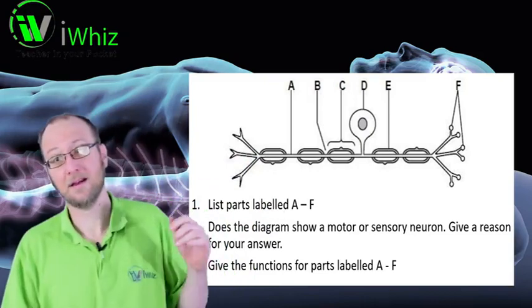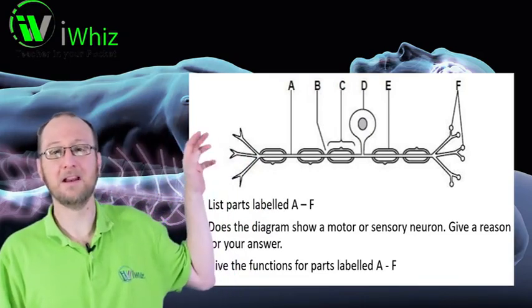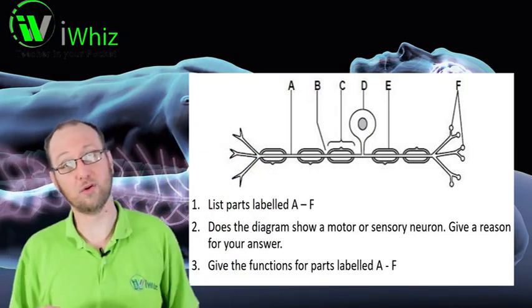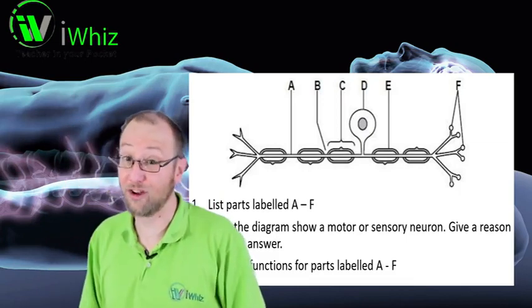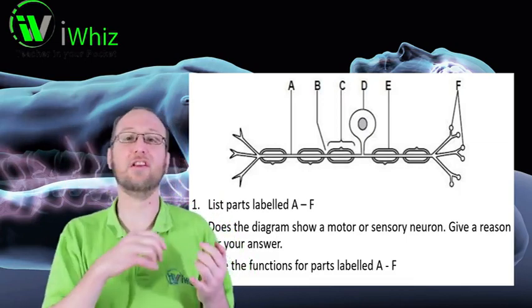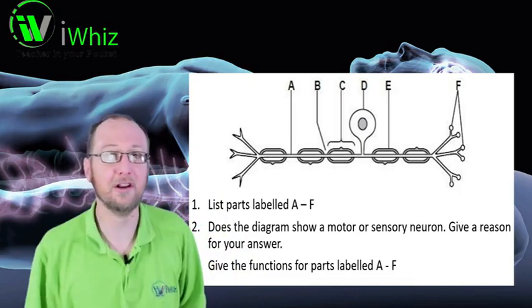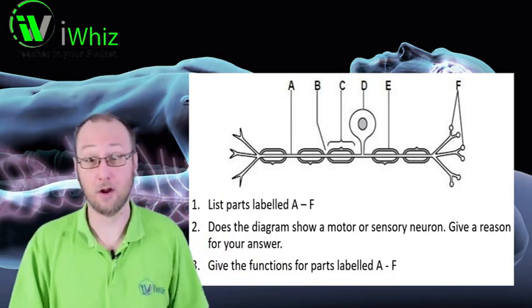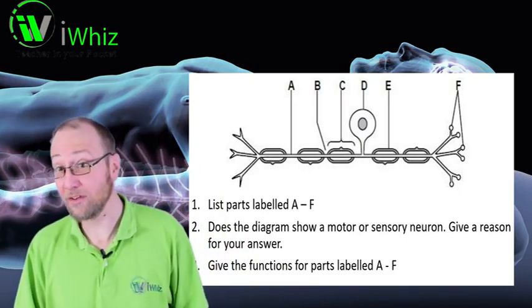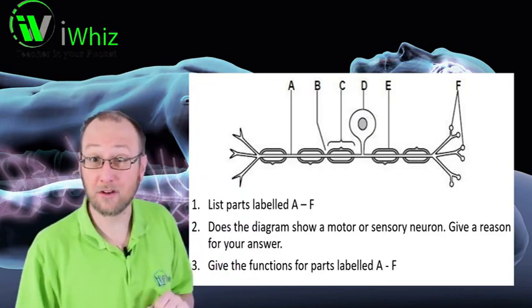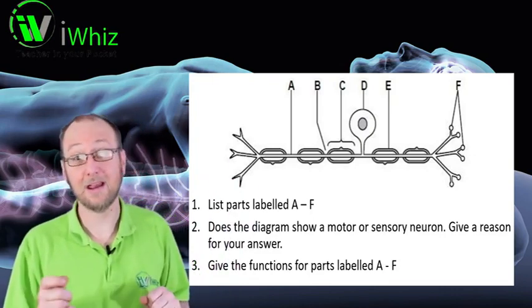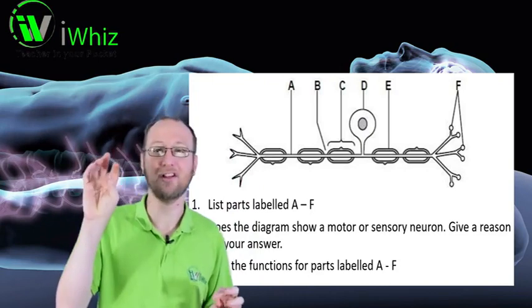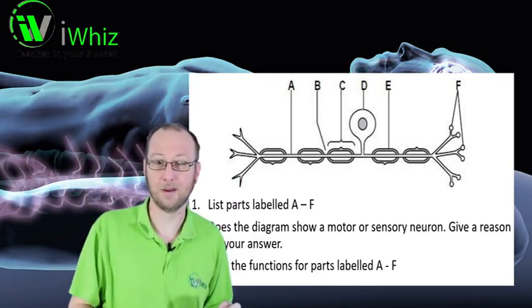Number D, okay, this is the main part, if you want to call it that, of the cell. It contains the nucleus and the nucleolus and many of the cell organelles. What do we call that part? Okay, hopefully you said that's the cell body.